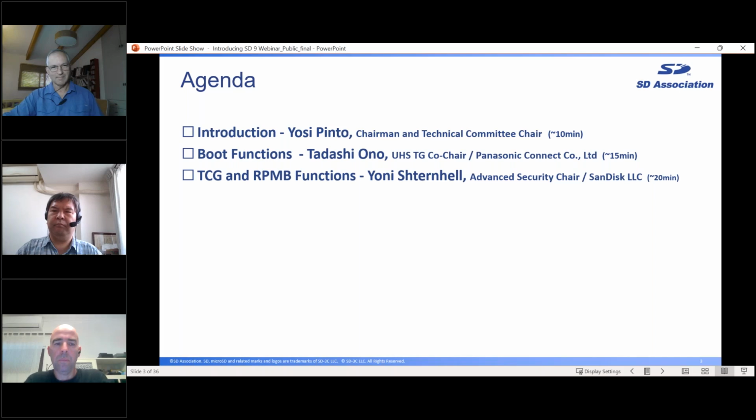So we have Yossi Pinto, who is the chairman and technical committee chair, presenting, and then the boot functions will be presented by Tadashi Ono, who is the UHS TG co-chair from Panasonic. And then we have the TCG and RPMB functions by Yoni Sternhell, who is the advanced security chair, and he's from SanDisk. Now I'd like to introduce you to our first speaker, Yossi Pinto.